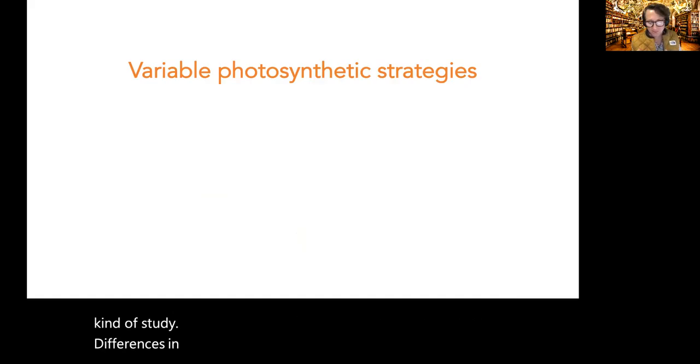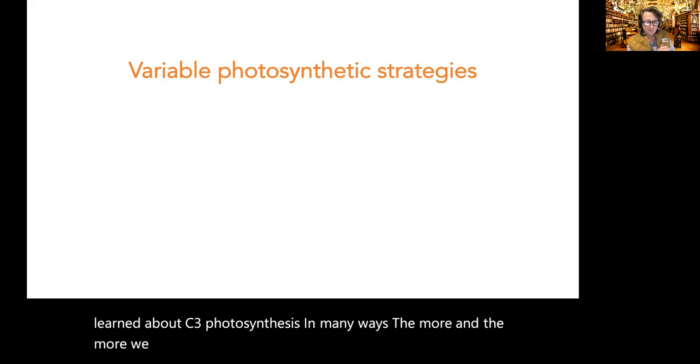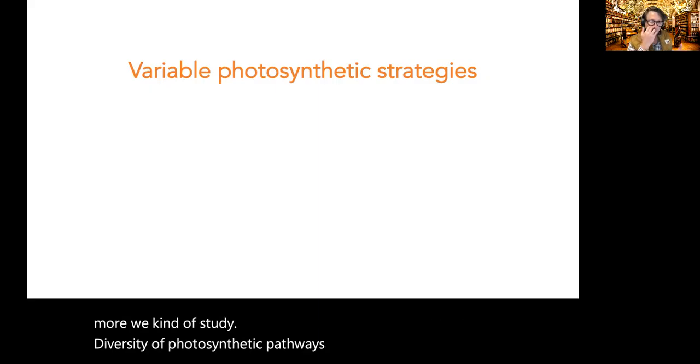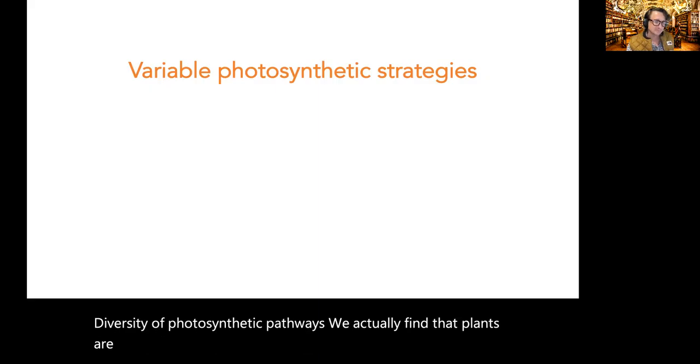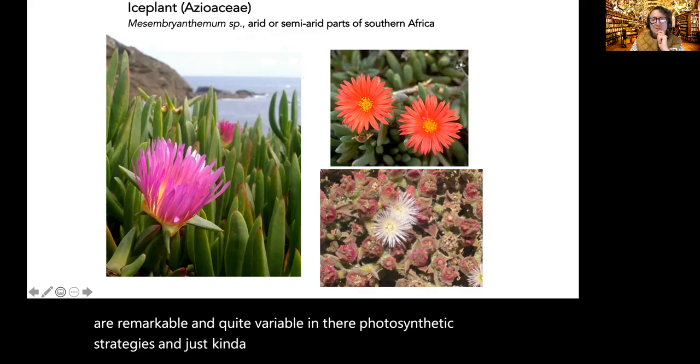And so what I'm kind of hinting at is, the more we study differences in photosynthesis, compared to the simplicity that we've learned about C3 photosynthesis, the more we study the diversity of photosynthetic pathways, we find that plants are remarkable and quite variable in their photosynthetic strategies. And to illustrate this diversity of photosynthetic strategies, I'm going to highlight this one plant, ice plant.